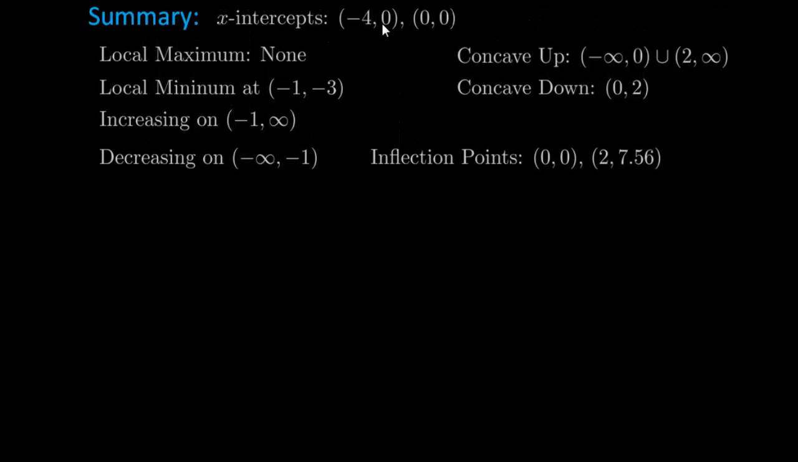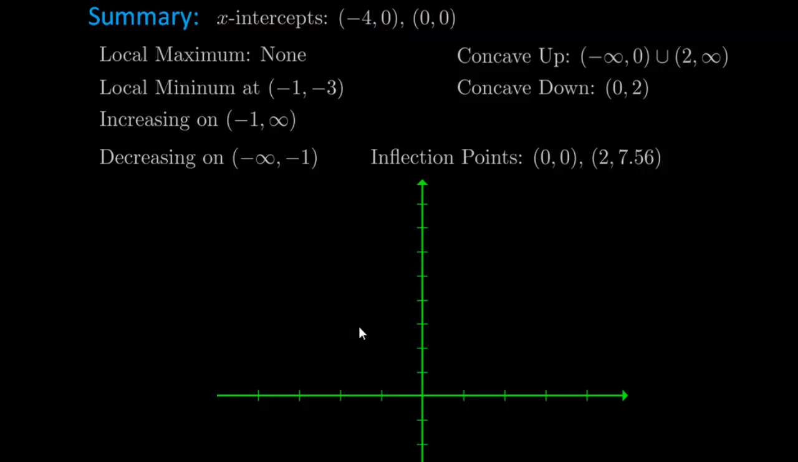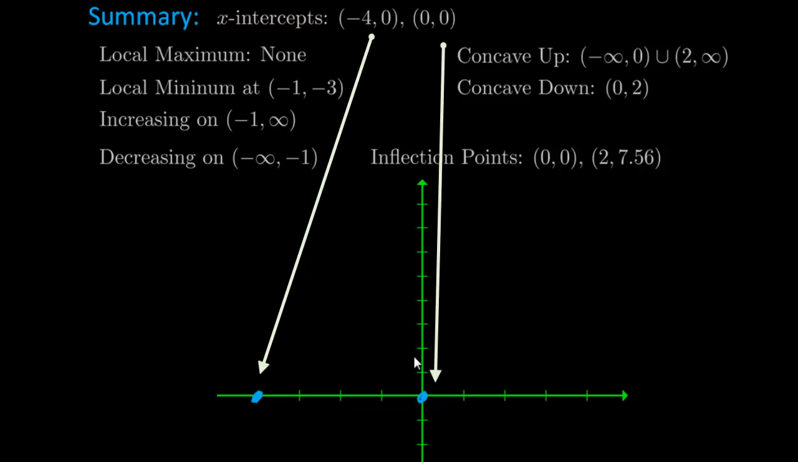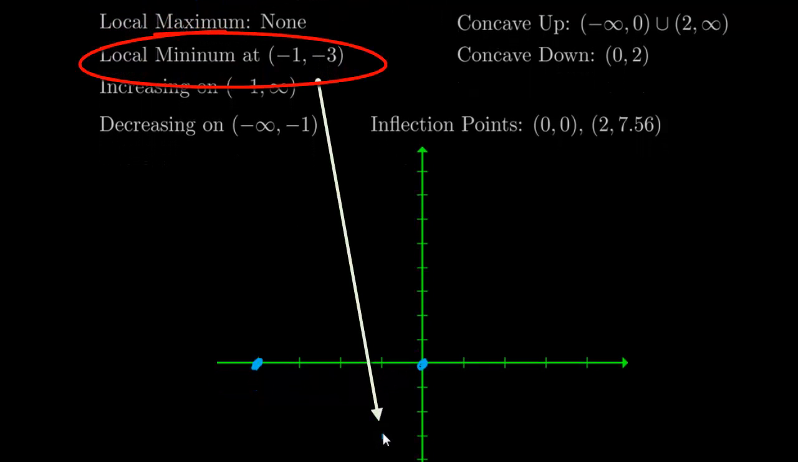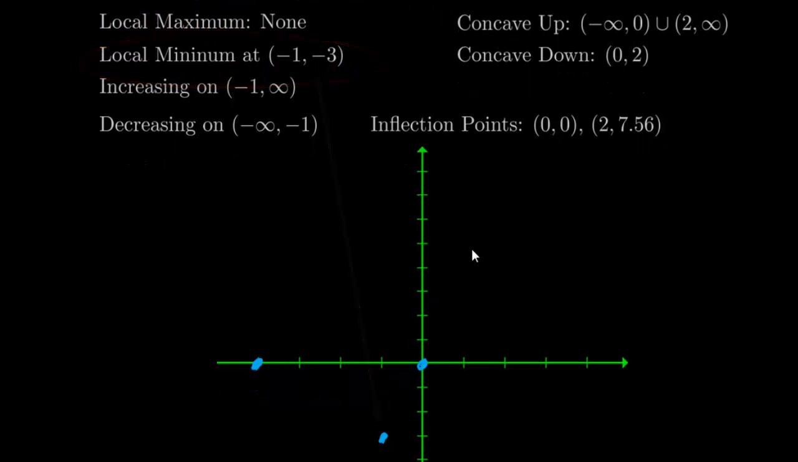So here's a summary of everything we know. Let's pull out a graph and let's start doing this. We have intercepts at -4 and at the origin, 0. We have no local max, but we do have a local min at (-1, 3). What else? We have inflection points at (0, 0) and 2. Let's see, 1, 2, 3, 4, 5, 6, 7, 8. So about right there. Is that it? Do we know everything else?